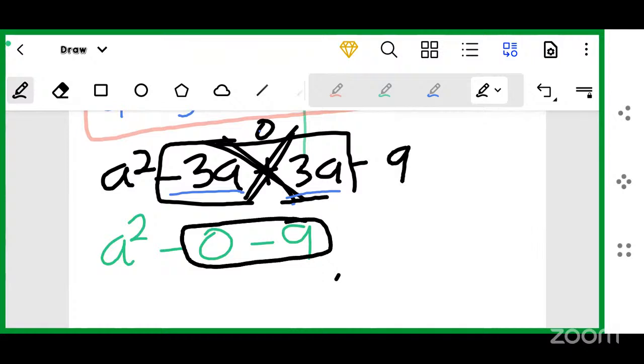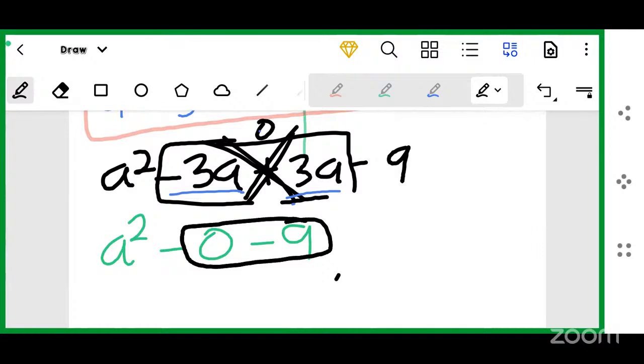Ma'am, the negative 9. Okay, one said negative 9, and Langelisha said the 9 stays the same, the same as a squared minus 0 minus 9. Ma'am, may you please repeat? Okay, so I was saying a squared minus 0 minus 9, you're going to look at 0 minus 9. What is 0 minus 9? Negative 9. Yes, ma'am, I'm saying the 9 stays the same because it just stays negative 9, because 0 is nothing.